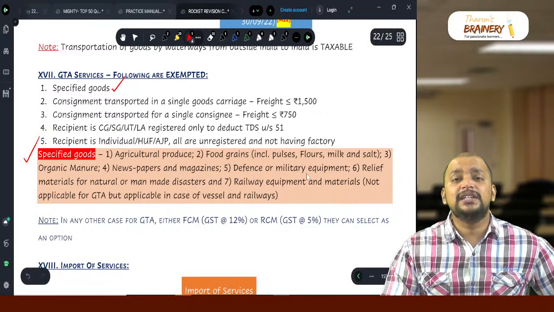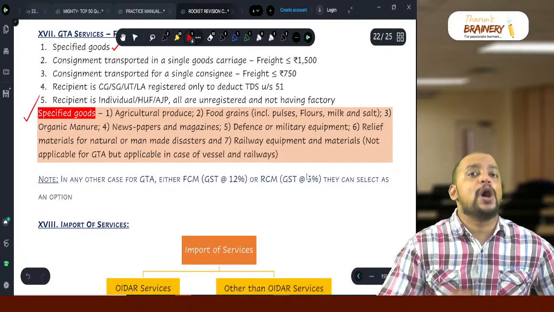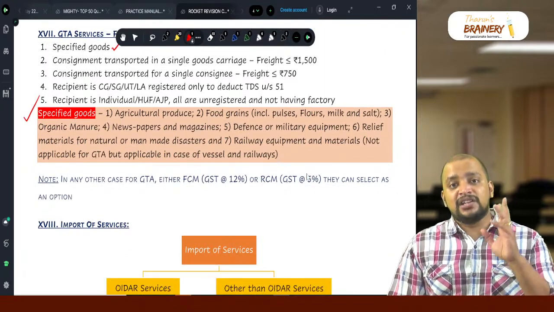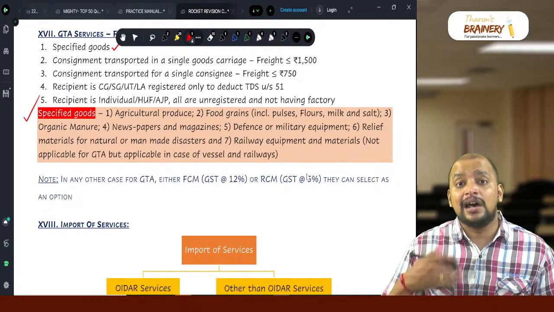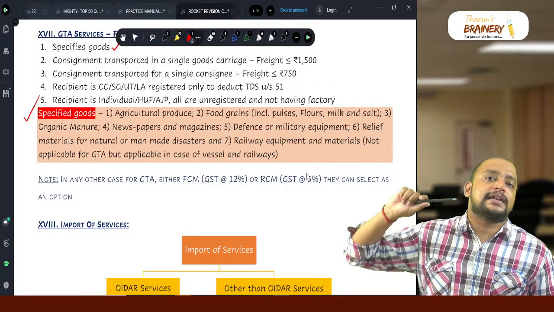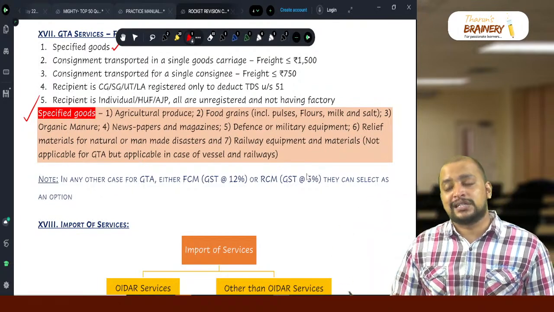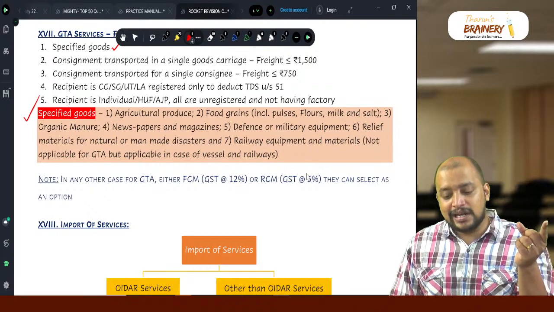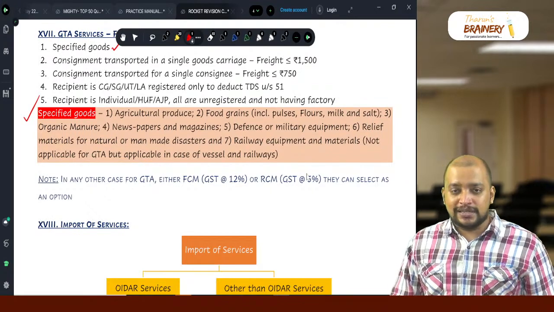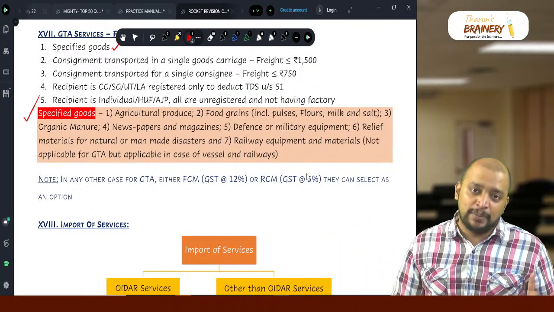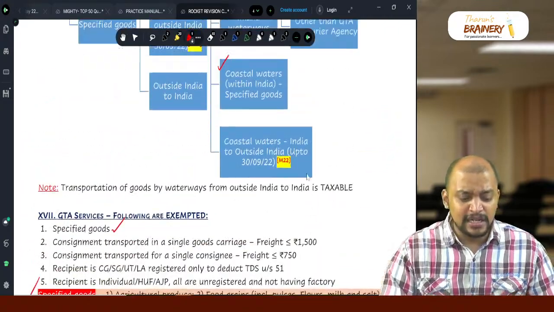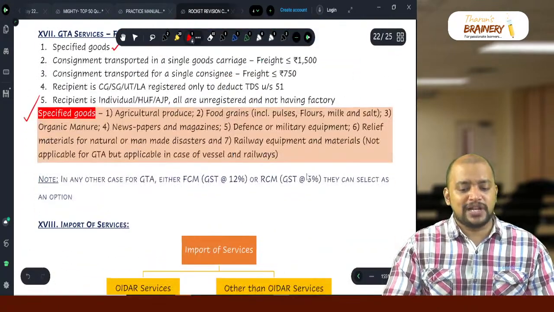Now, wherever GTA services are taxable, there are 2 options. Option 1 FCM, wherein GTA will pay GST, or RCM, wherein the consignor or consignee paying freight will pay GST. If GTA pays GST, the rate of GST will be 12%. If RCM, the rate of GST will be 5%. That is with respect to this transportation sector.